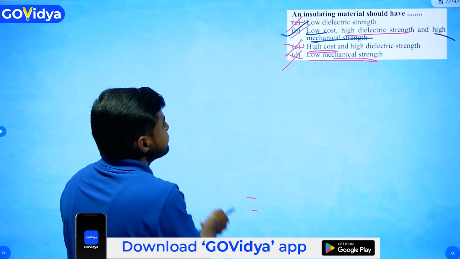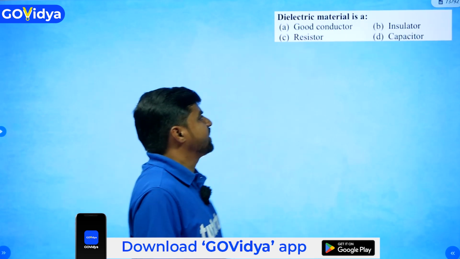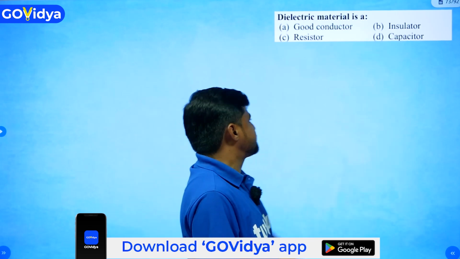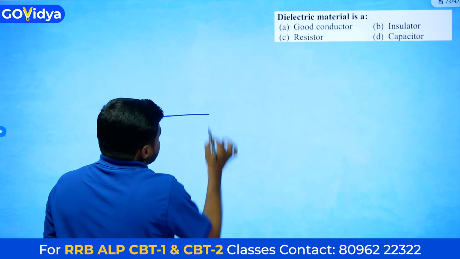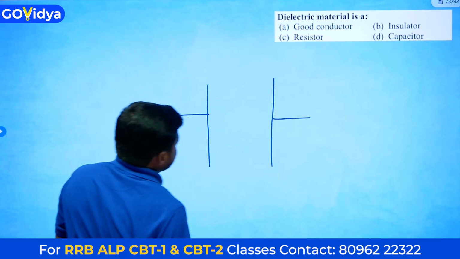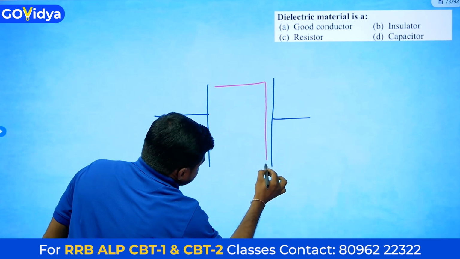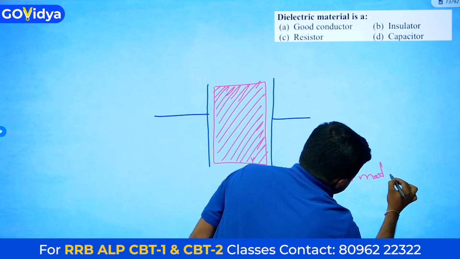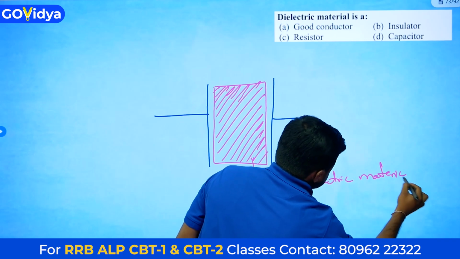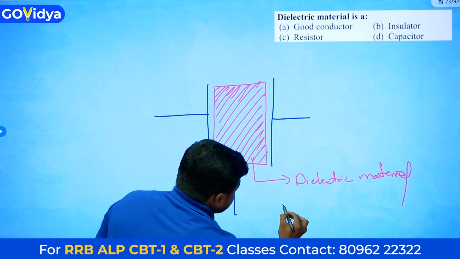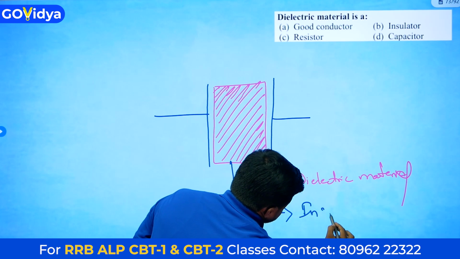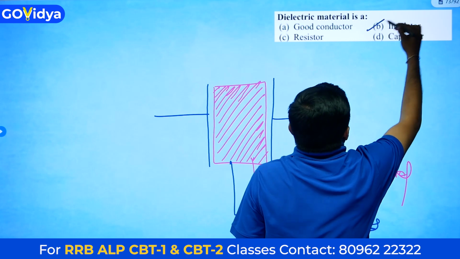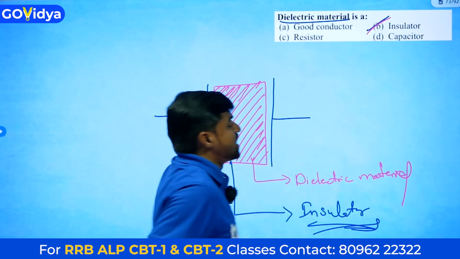Okay, next question. The dielectric material is a good conductor, insulator, resistor or capacitor? The material used between the two plates of a capacitor is the dielectric material. We can also say dielectric material is one of the insulators. From the options, option B is the correct answer. Dielectric material is an insulator.